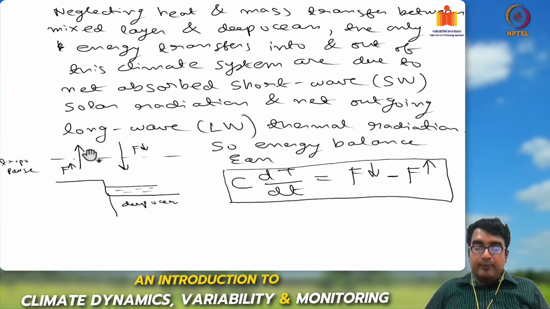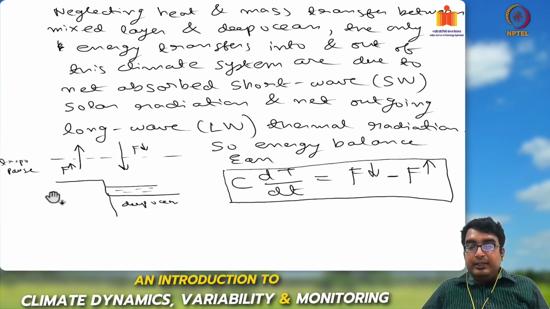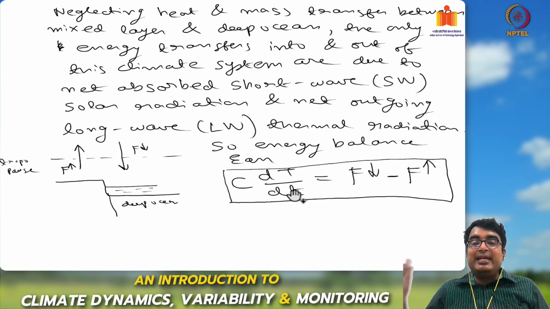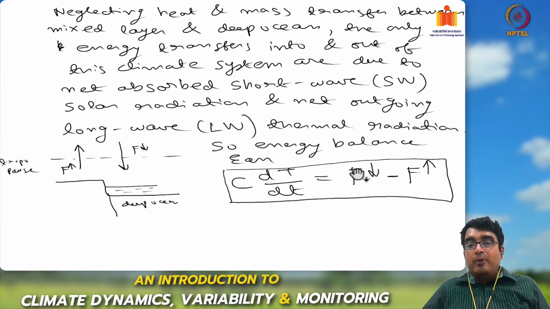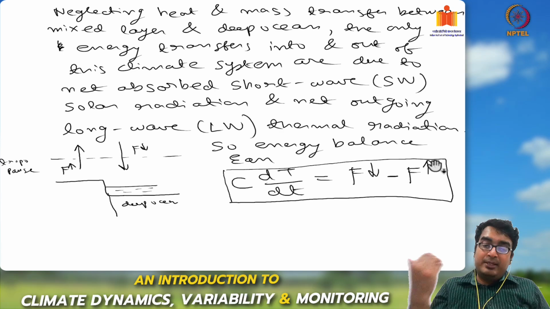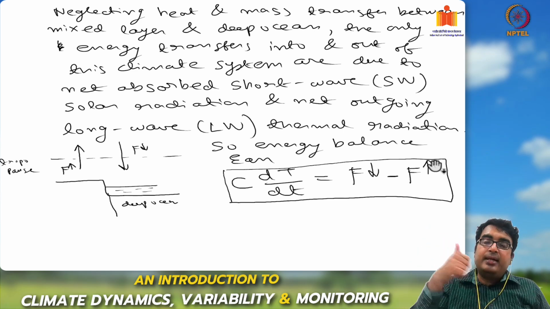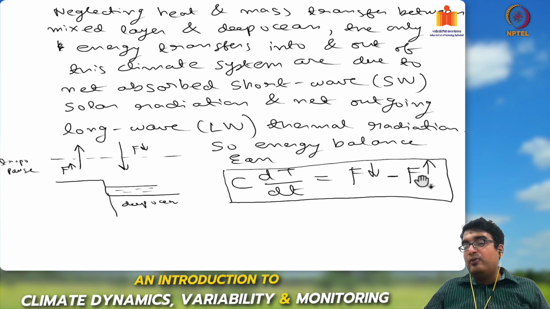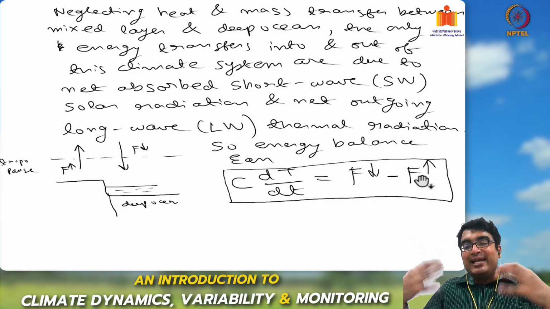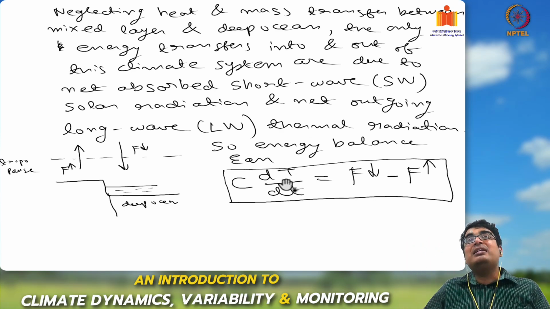Okay. So, we can write the heat capacity C of this joint climate system into the rate of change of temperature with time, dT/dt, is equal to the net absorbed short wave radiation minus the net outgoing long wave radiation from this climate system. So, the net heat getting absorbed is basically the net incoming absorbed short wave radiation minus net outgoing long wave radiation. If this value is greater than 0, the climate system is getting heat into it, and hence its temperature is going to increase with time.